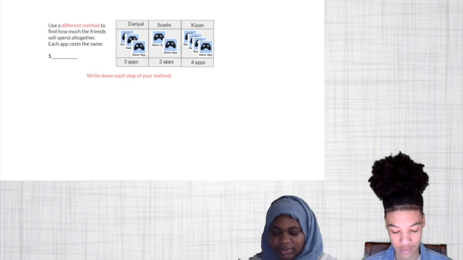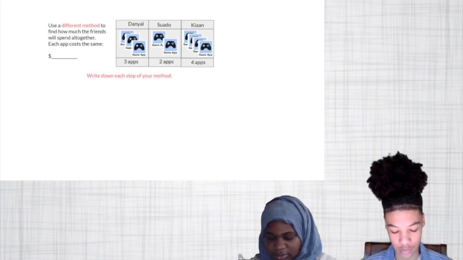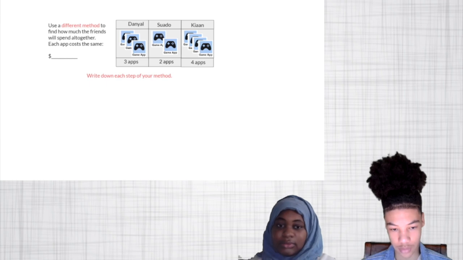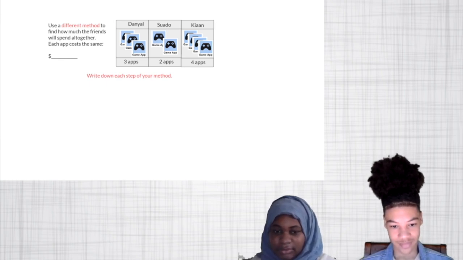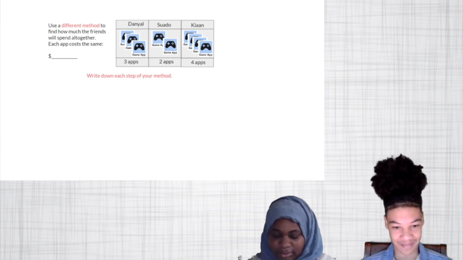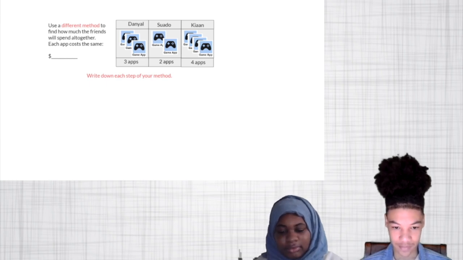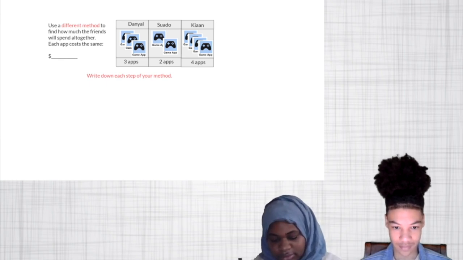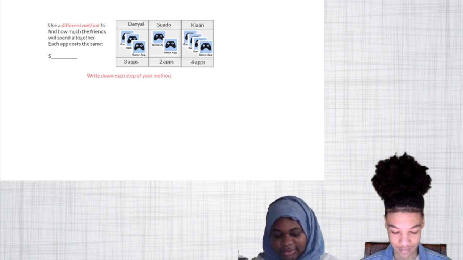Use a different method to find out how much the friends will spend altogether. Each app costs the same amount. Okay, so first, I want you to use a different method. And remember when Haleemah wrote that long arithmetic equation and said, this is weird because it's so long. I want you guys to come up with a shorter, faster method this time. Now, I want you to pick how much you want the apps to cost, and you can either use the numbers you've used before, or you can pick new amounts. It doesn't matter. So what would you like to pick?